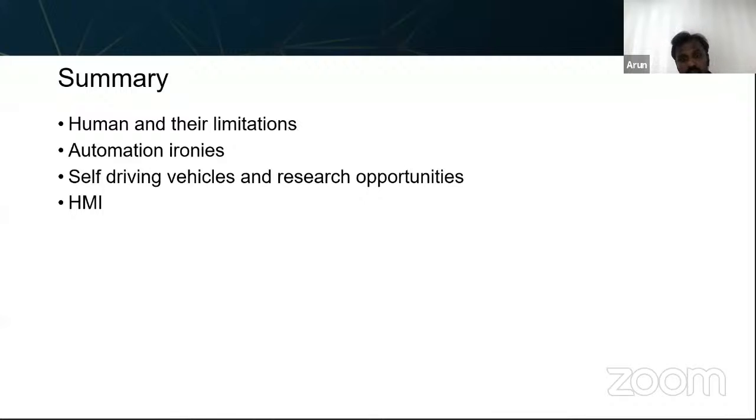Of course, HMI is one of the key areas for designers. There is a lot of opportunity to investigate how to design for and address challenges like mode awareness, transfer of control, behavior adaptation, and so on.